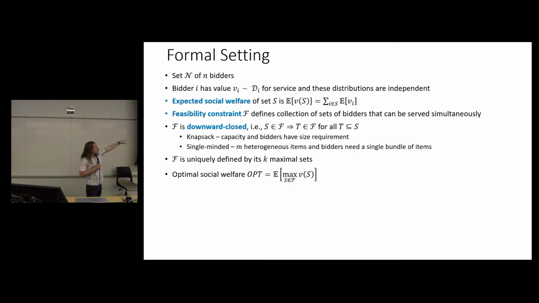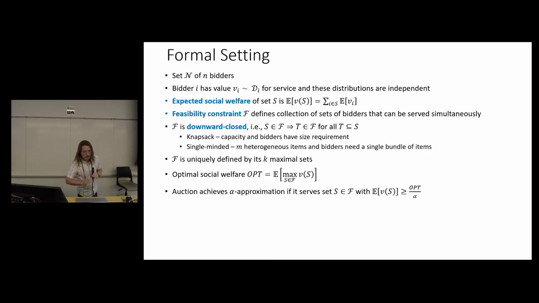And our benchmark is going to be the expected maximum value social welfare set. So this is exactly the benchmark in the prophet inequalities literature, if you're familiar. Notice that it's expected max, not max expectation. And then as standard, we say that an auction will achieve an alpha approximation if it serves a set that's within an alpha factor of OPT. So smaller values of alpha are good here.